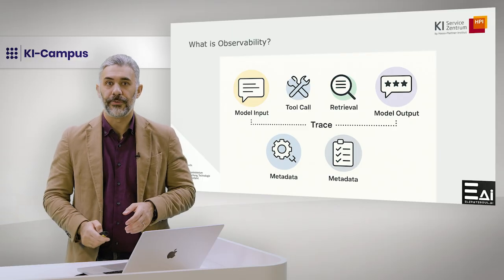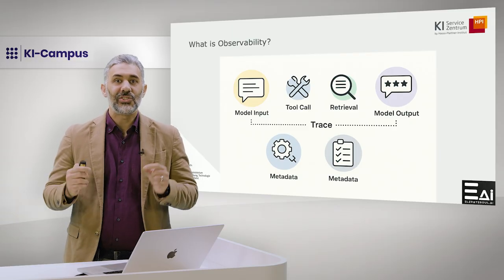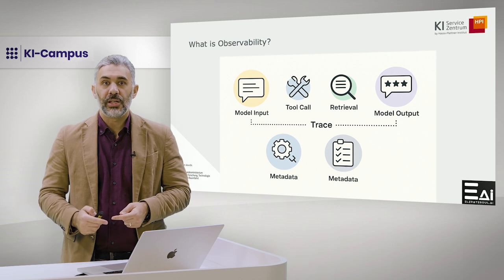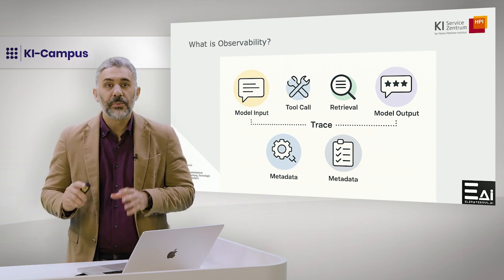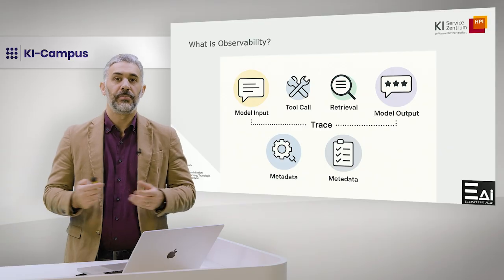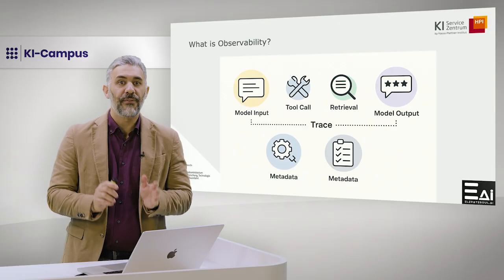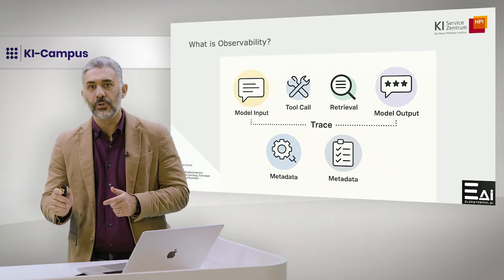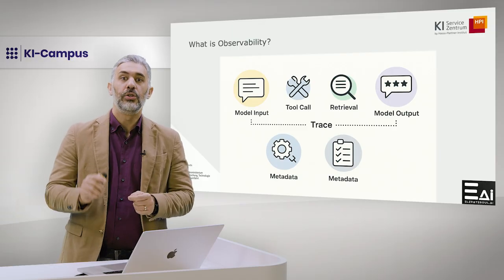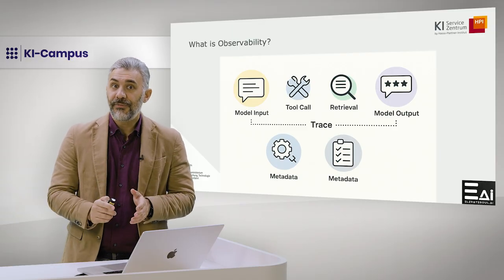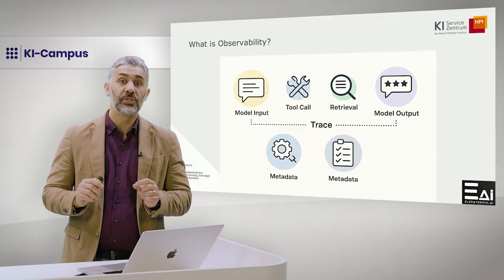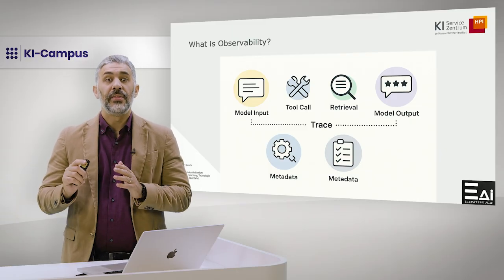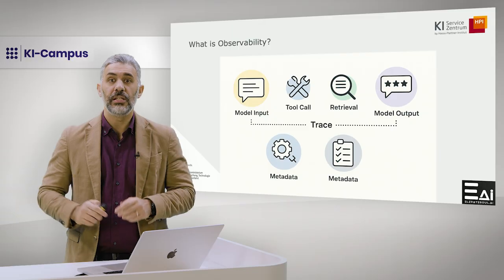Why does this matter? Because agentic systems are non-deterministic, multi-step, and often opaque. Without observability, you're effectively blind. You see only the final answer, not the path that produced it. With observability, you can debug behavior, detect failure patterns, improve prompts, tune retrieval, and most importantly, generate the high-quality evidence needed for evals.